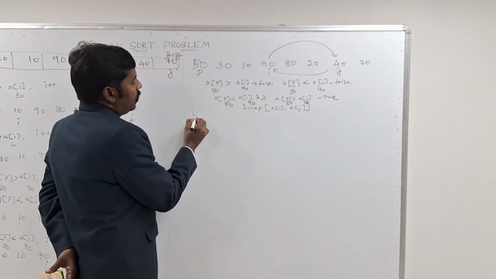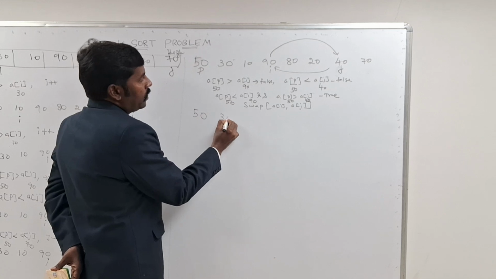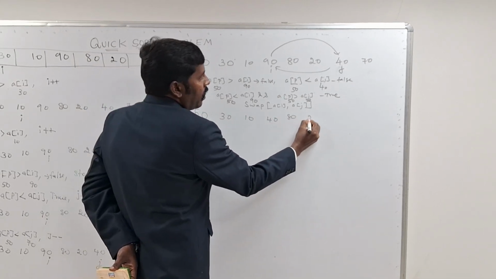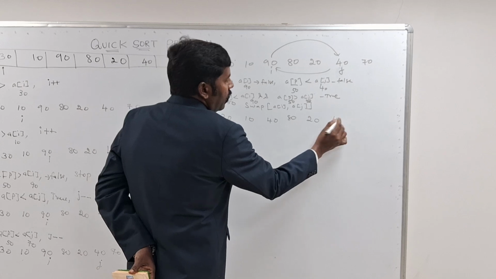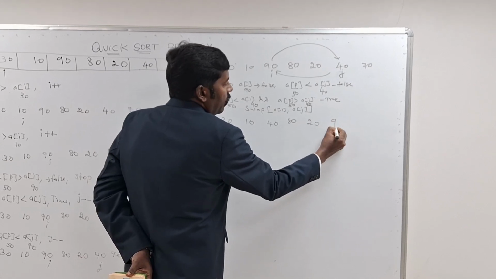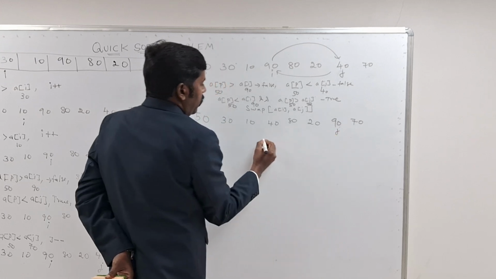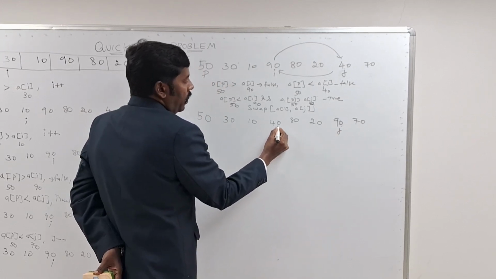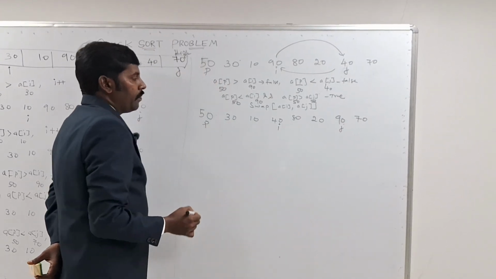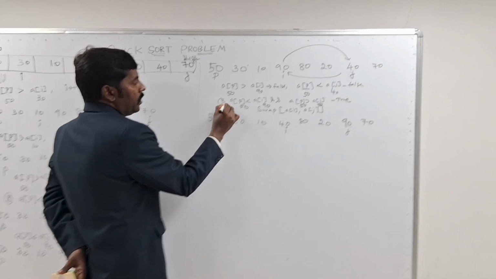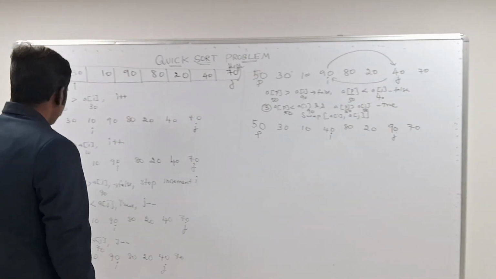So now write the values: 50, 30, 10, 40, 80, 20, then 90, then 70. This is J, I value is 40, pivot is 50. This is condition 3.